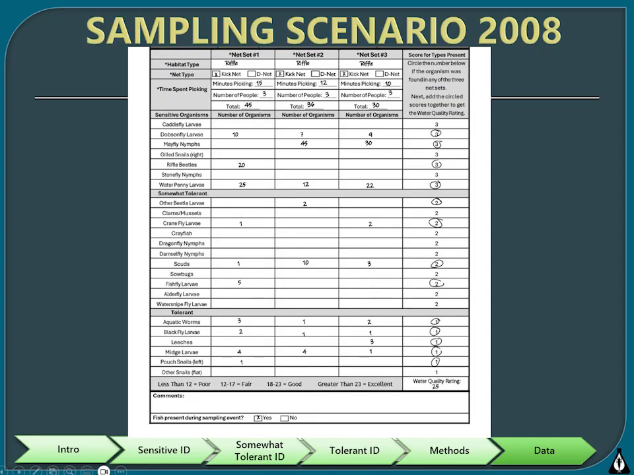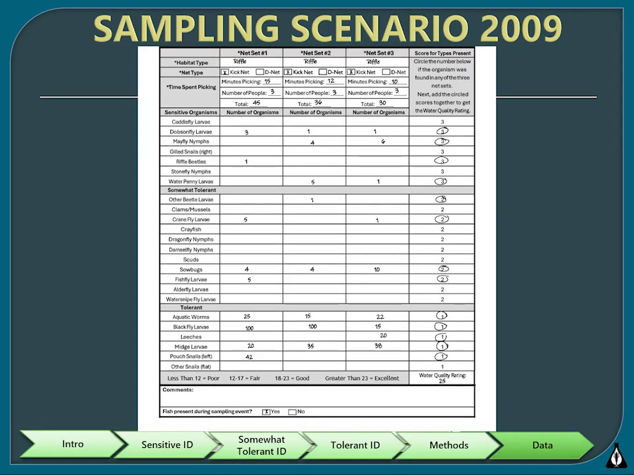Let's look at an example of why it's important to compare data over time. This data was collected on April 6, 2008 on Turkey Creek. There is good diversity of organisms found, and the sensitive taxa are plentiful. The water quality rating is 25, which indicates excellent water quality.